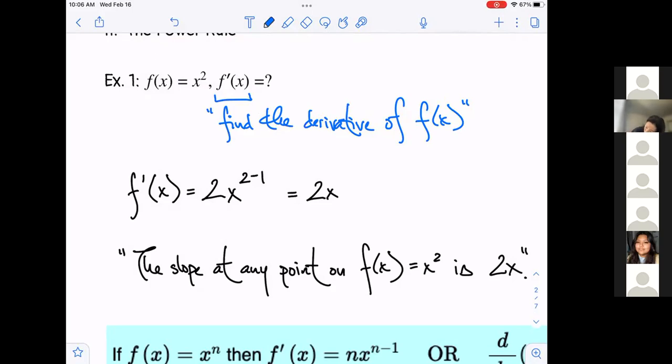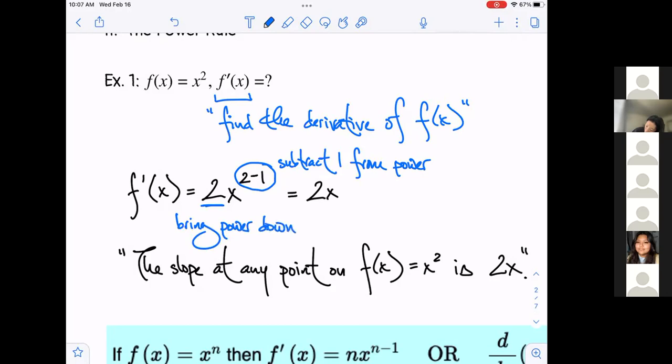All right, so up here, we subtract 1 from the power. All right, I like that. Great, and Raylene said, brought the power down to the front. Exactly, so bring the power down as a coefficient. Great, great.